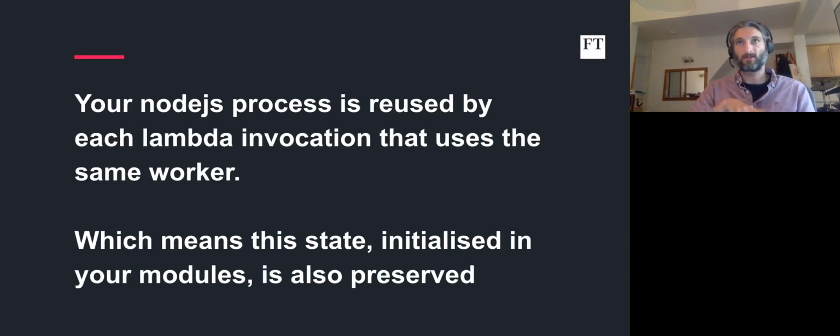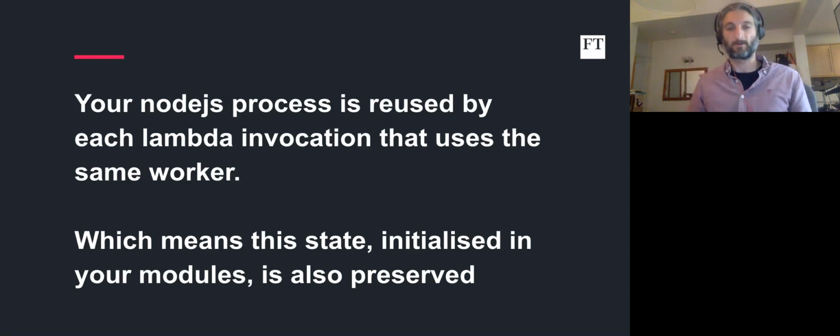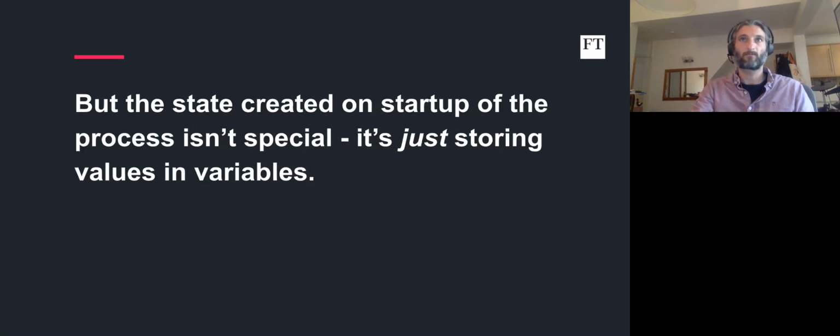So if that process is reused by each Lambda invocation within the same worker, that must mean that the state in those modules is also preserved between invocations, because otherwise you're not really using the same process. A completely essential part of that process is the state stored in those variables. But it's not special, that state. It really is just normal variables. It doesn't matter that they were created on startup. That's just incidental.